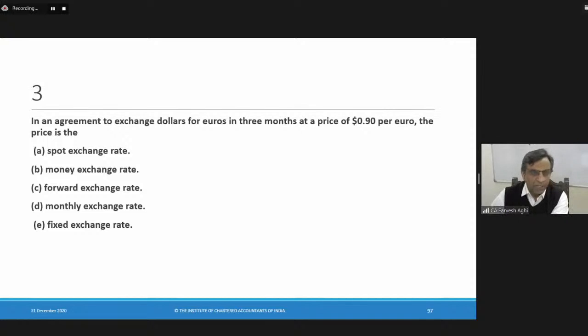Yes, Sumit, the answer is A. The answer is correct. Rather, the answer is C here, okay? Forward exchange rate, not spot. In an agreement to exchange dollar for euro in 3 months at a price of 0.9 per dollar. So you are entering into an agreement to exchange dollars in 3 months time, okay? So you are asking someone to give you dollar at $0.9 per euro in 3 months time. So this would be a forward contract and not a forward exchange rate and not a spot rate. Okay.